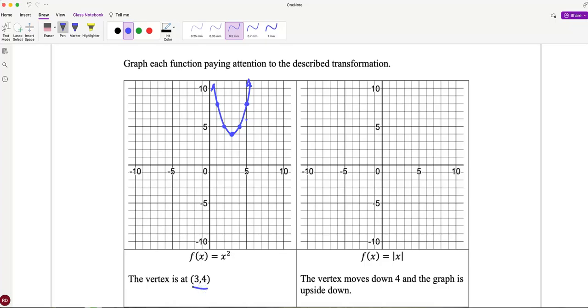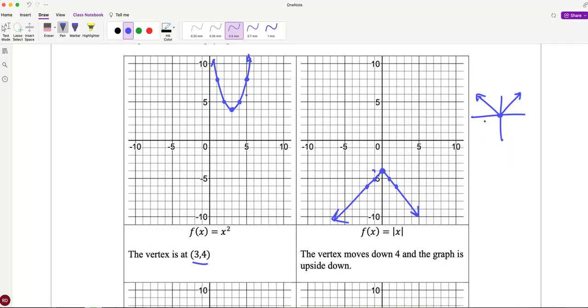Absolute value of x. The vertex moves down 4 and the graph is upside down. So it's going to move down 4. Now my pattern would normally be over 1 up 1. It's going to be over 1 down 1, over 1 down 1, over 2 down 2, over 2 down 2. So this is an upside down V. And so keep in mind that normally the graph would have looked like this, then you know what it looks like when it's upside down.